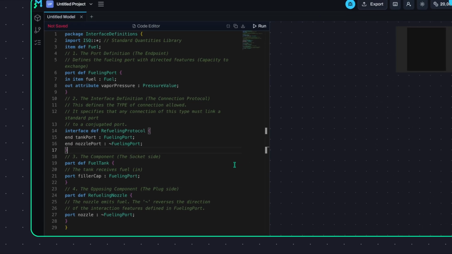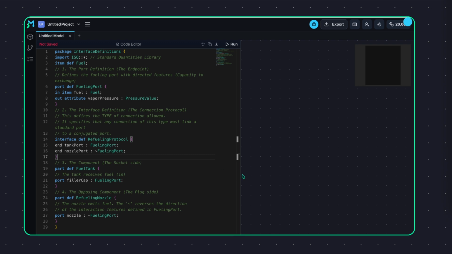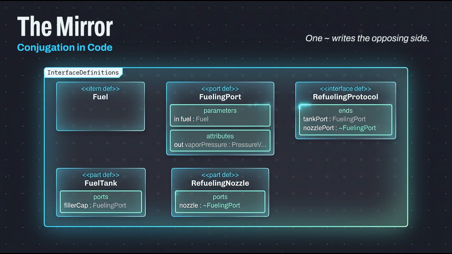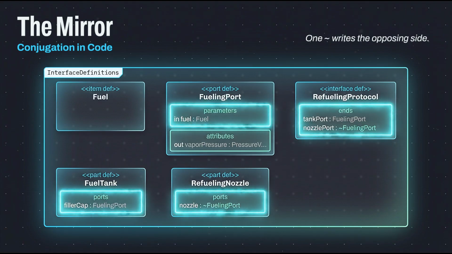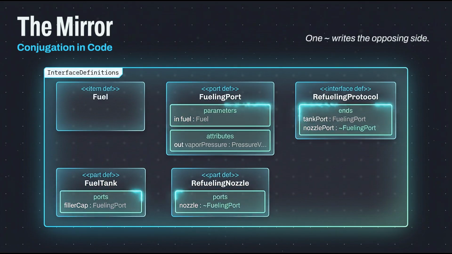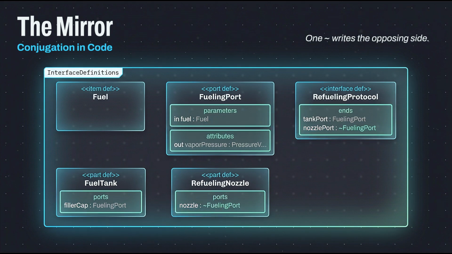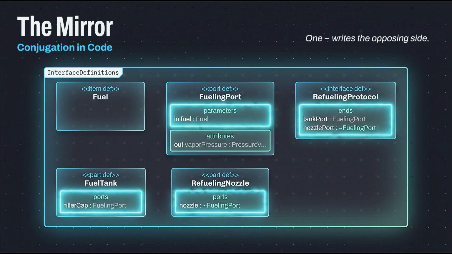So how does this look when we render it in a compliant SysML v2 visual tool like SysModeler? The code translates seamlessly into the diagram you see here. Your part definitions, like the fuel tank and the refueling nozzle, are rendered as standard boxes. On the boundary of the fuel tank box, the tool automatically places a small square representing our filler cap port. If you look at the refueling nozzle's boundary port, you will see exactly how the conjugation is visualized. The tool clearly identifies the conjugated side by placing a tilde right in front of the type name, labeling it as nozzle: tilde fueling port.